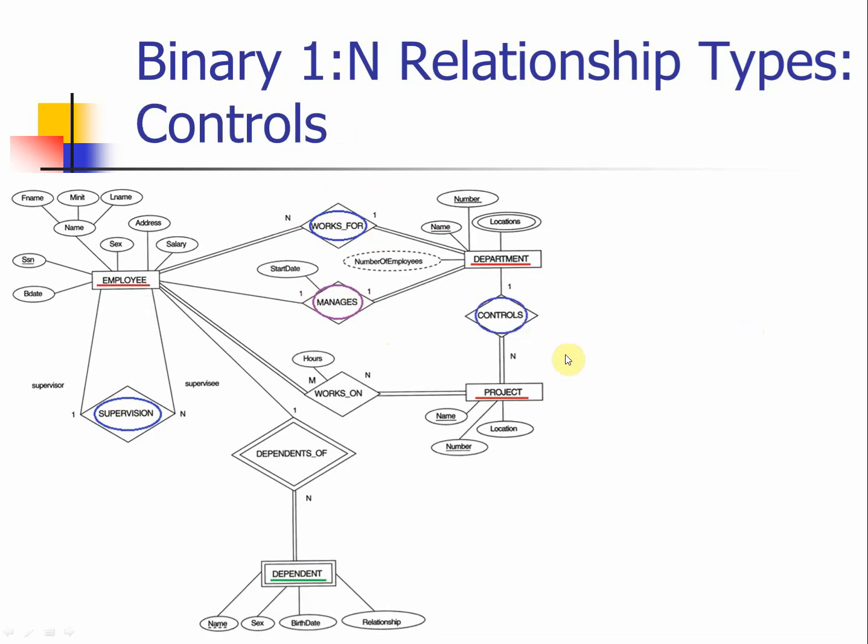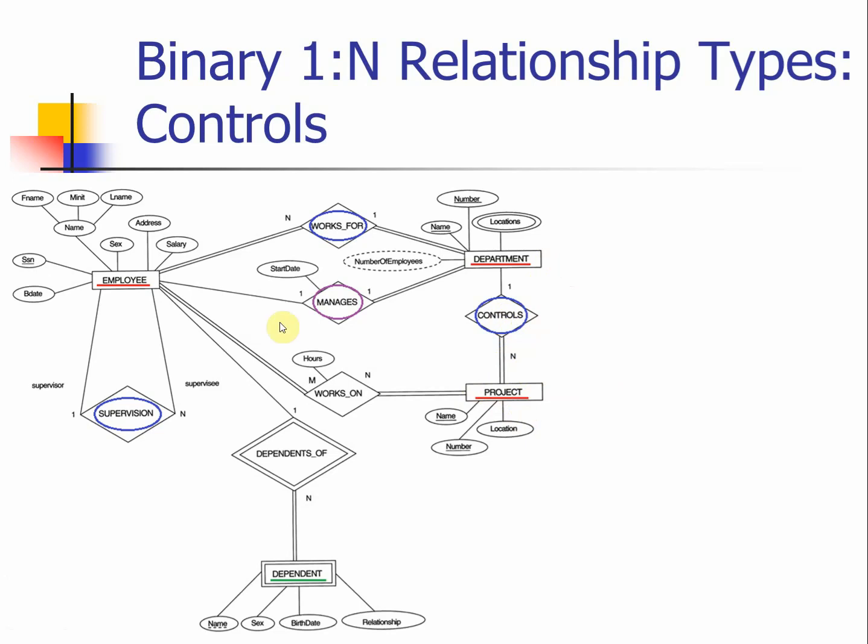So finally, we want to take a look at controls. Controls, again, is a one-to-n relationship. You can see that a project is controlled by one department. Each department can have several projects. And you can understand why we need to choose the n side. Because when we come to the n side, for every single project, we will have one department's information. If we go to the other side, it will violate the first normal form. Why is that?